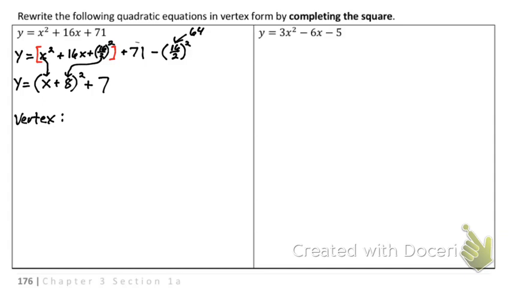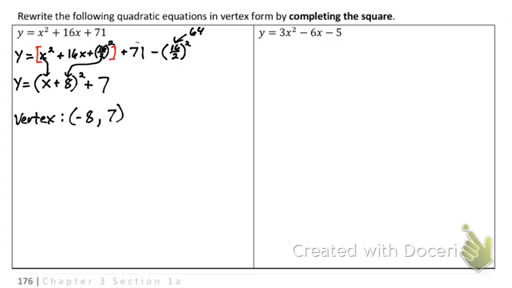Negative 8, 7. Yep, perfect. It's negative 8, comma 7, because this is positive, so it's going to be negative. The other way to look at this: when you plug negative 8 in, you're supposed to get 7 out. So this negative 8 makes this 0, which means you're left with that 7. This will always make this section 0.